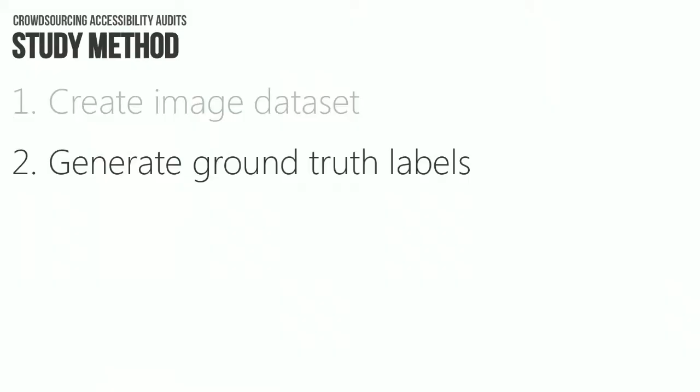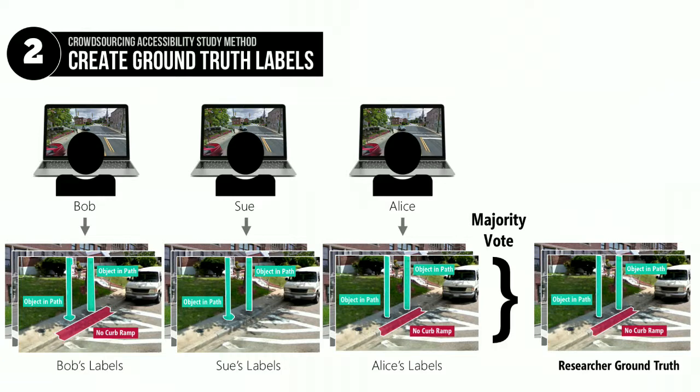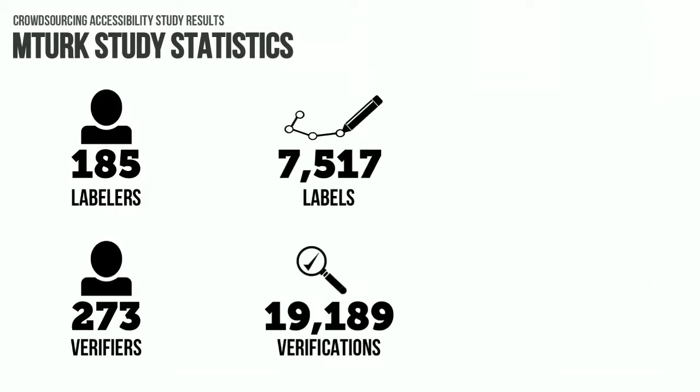And the second part was generating ground truth. And for this, we had 3 independent researchers label all of the images in our data set. And then to aggregate it into one ground truth data set, we used majority vote. Okay, so for the third part, deploying our tools to the crowd, in this initial work, we used Mechanical Turk. And in total, we had 185 labelers and over 270 verifiers who contributed over 7,500 labels and 19,000 verifications.